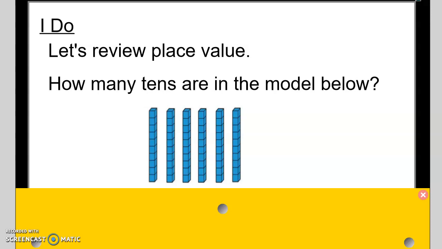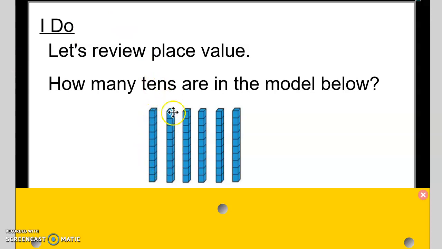The first part of our lesson is always the I do, where I like to go in and show you and model for you my thinking. So let's review place value. Looking at the base 10 blocks here in front of me, I have the question, how many tens are in the model below? I'm going to count them out loud and model for you how you would do this when you start to work on your own independent work by yourself.